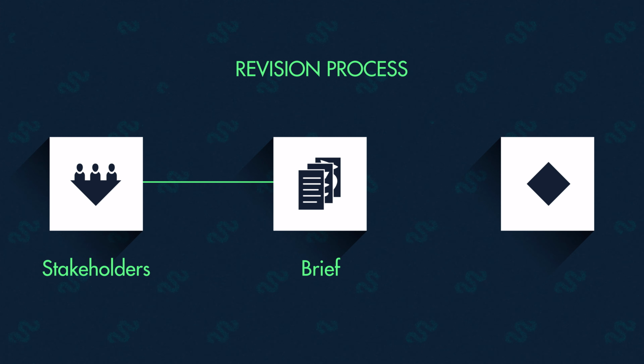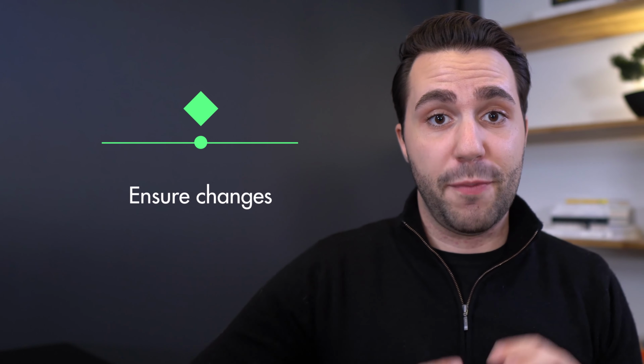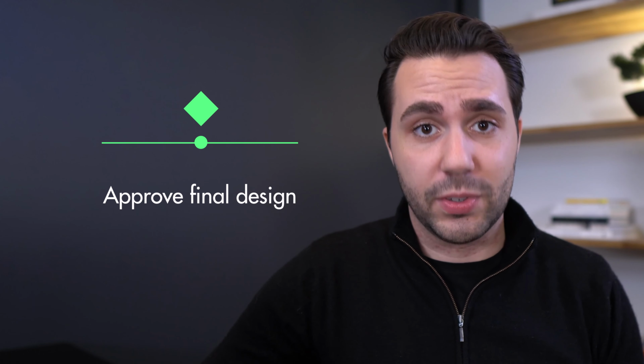Be sure to add visual references and past projects or inspiration to reflect your desired output. And then a defined set of milestones for revisions and changes. For example, you might want the first round to identify major issues, the second round to ensure changes have been made and have small tweaks, and then a final round to approve the final design.